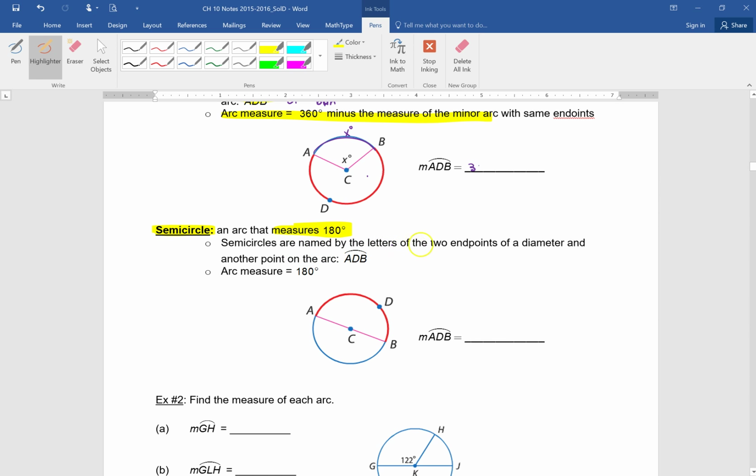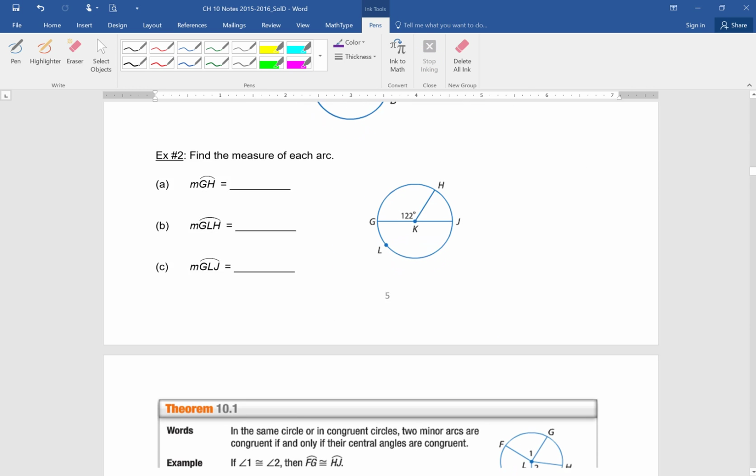Semicircles are named by the letters of the 2 endpoints and another point on the arc. So again, 3 letters, just like the major arc. And it measures 180 degrees. So in this case, measure of arc ADB is what? 180 degrees. All right?